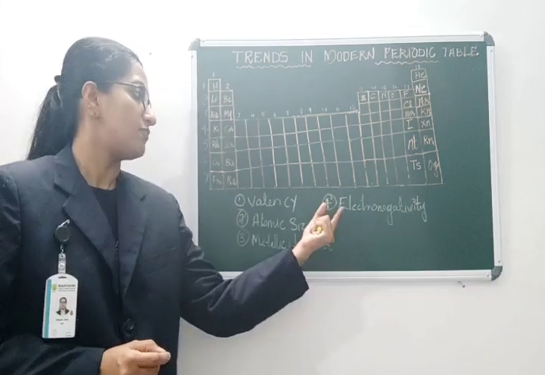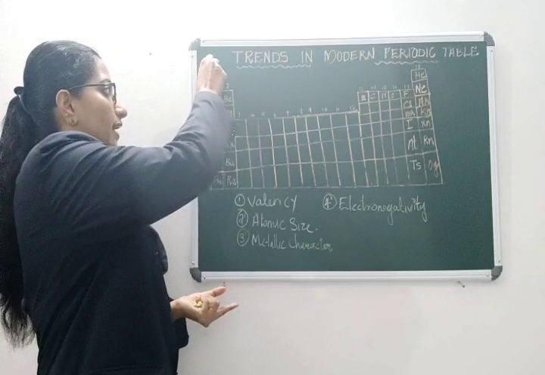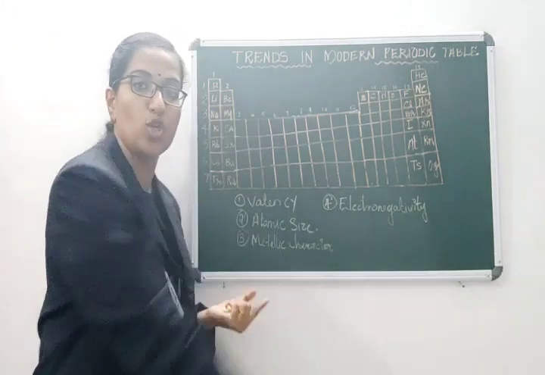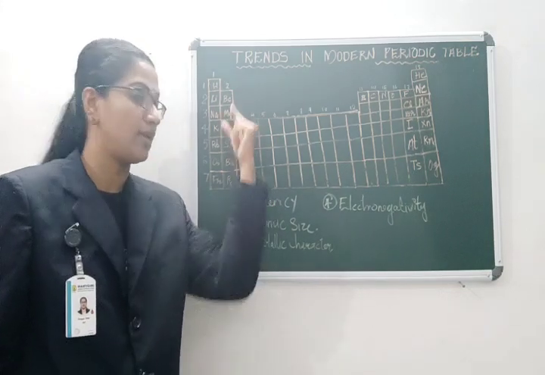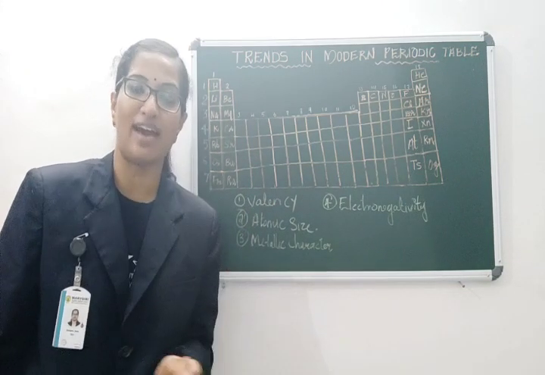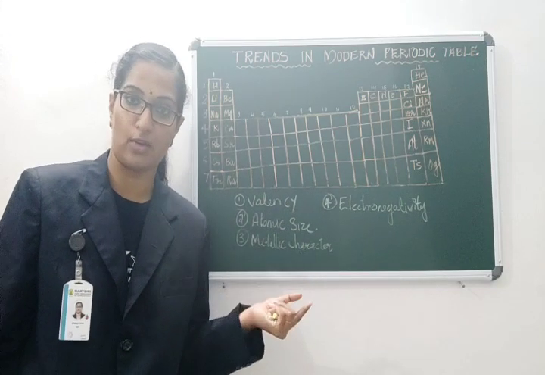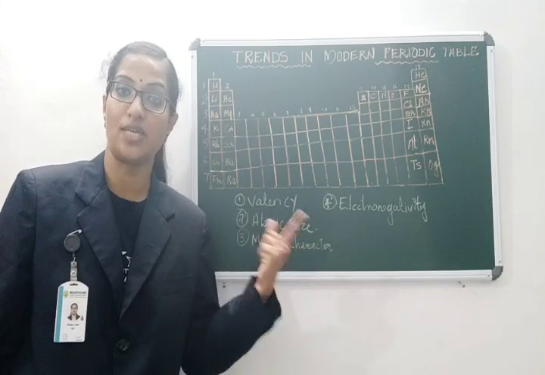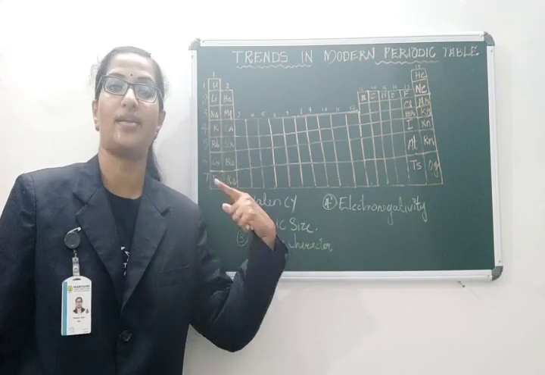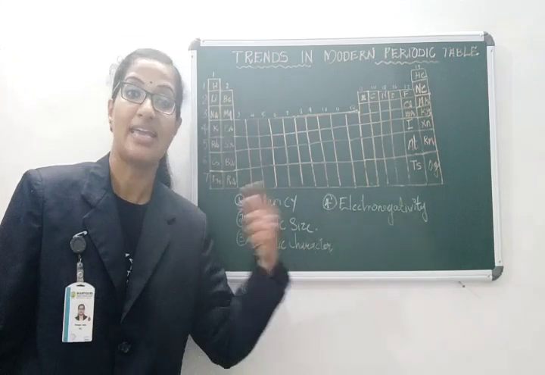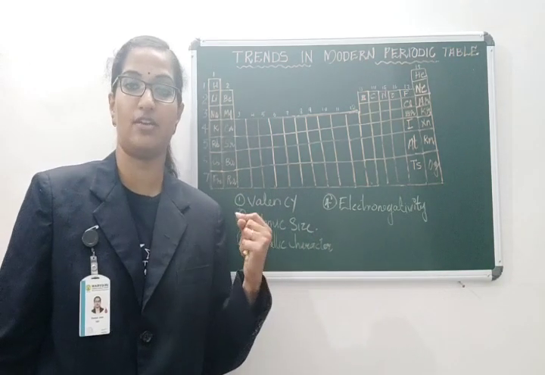So before that, let us go to group wise first. When you take group wise, you can see there are 18 groups present. What happens to the valency group wise? Before that, what is valency? Valency is the number of electrons in the outermost shell to complete the octet. Either it can be shared, or it can be lost, or it can be gained. That is the valency of an atom.